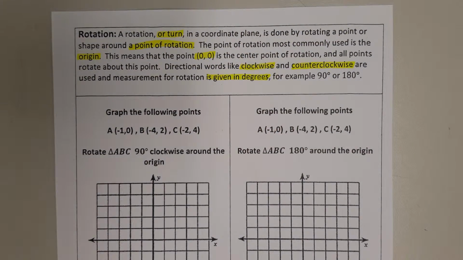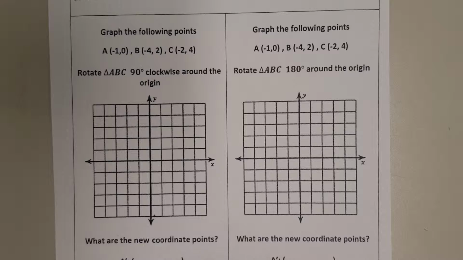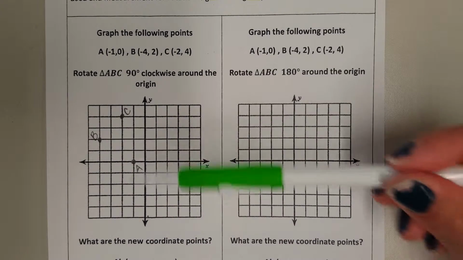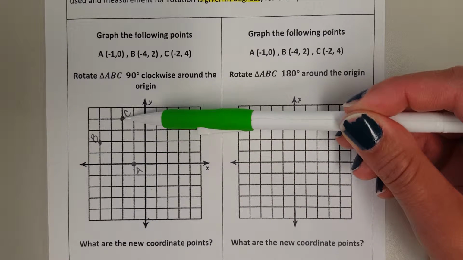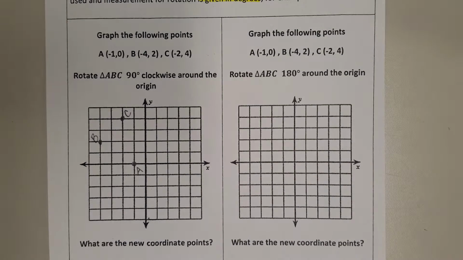So we're going to try the first one together. It's the same coordinate points that we did on reflections. So A is at -1, 0, B is at -4, 2, and C is at -2, 4. So I'm going to pause my video and go ahead and graph them. Okay, so A should be at -1, 0, B is at -4, 2, and C is at -2, 4. And if you wanted to draw the lines, that's fine.